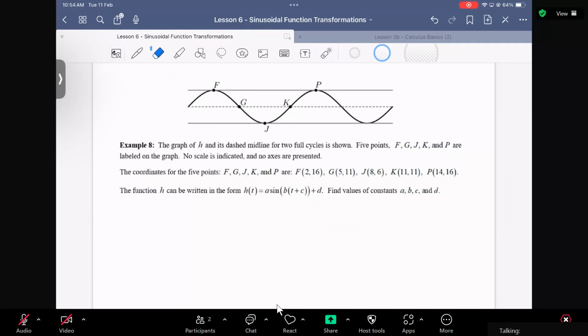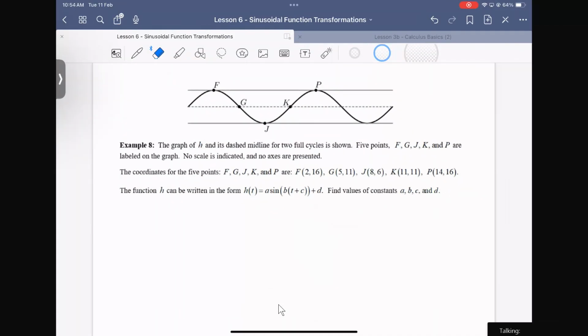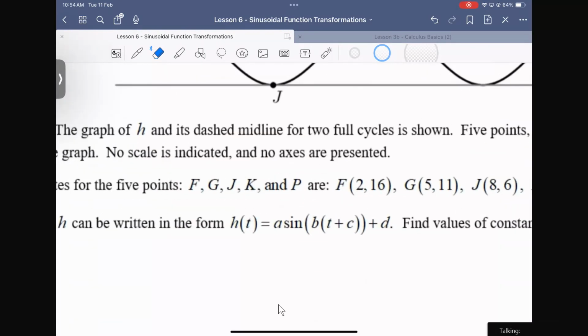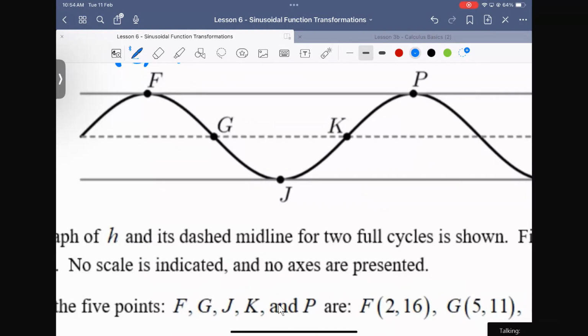Let's have a look at this. All right, so very important this one. This is for FRQ3 that we're going to practice. What I would suggest doing is just putting in your coordinates here. I like to see them in the graph. This is 2, 16. This is 5, 11.